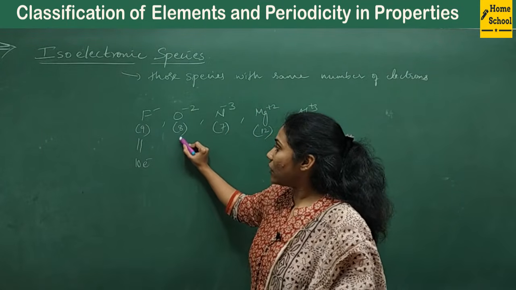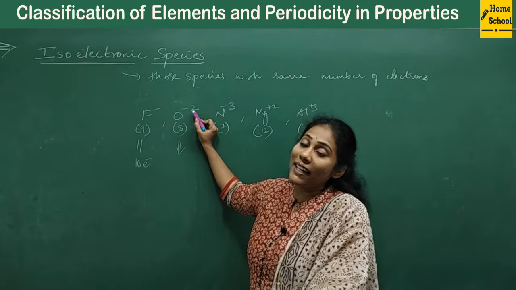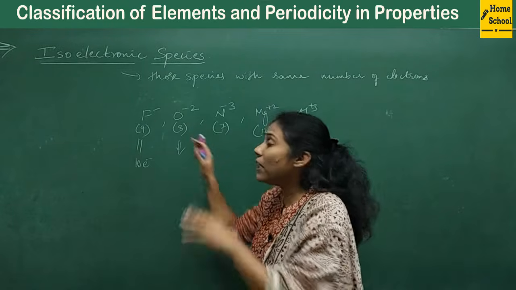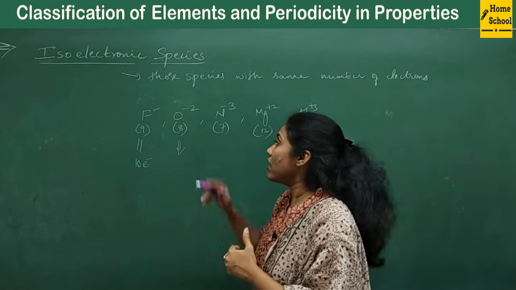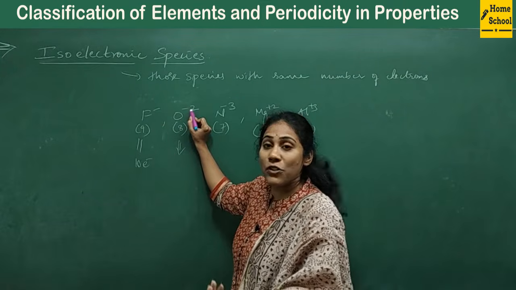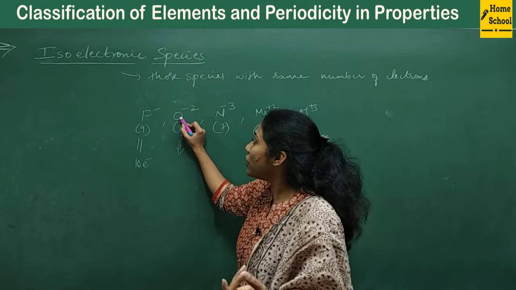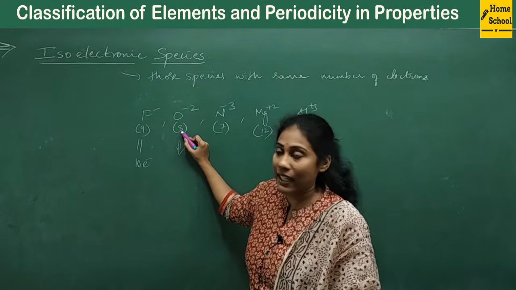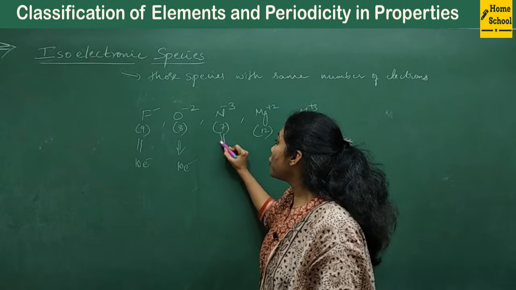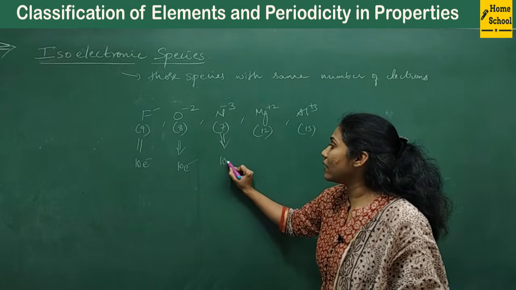One electron extra. So 9 plus 1, there are 10 electrons. Oxygen, 8 electrons were there. Now minus 2 means what? 2 electrons extra. Anions are always formed by the addition of electrons. So minus 1 means 1 electron is added to neutral fluorine. Minus 2 means 2 electrons are added to neutral oxygen. Neutral oxygen already has 8 electrons, 8 plus 2, 10 electrons. Nitrogen already has 7. Minus 3 means 7 plus 3, 10 electrons.